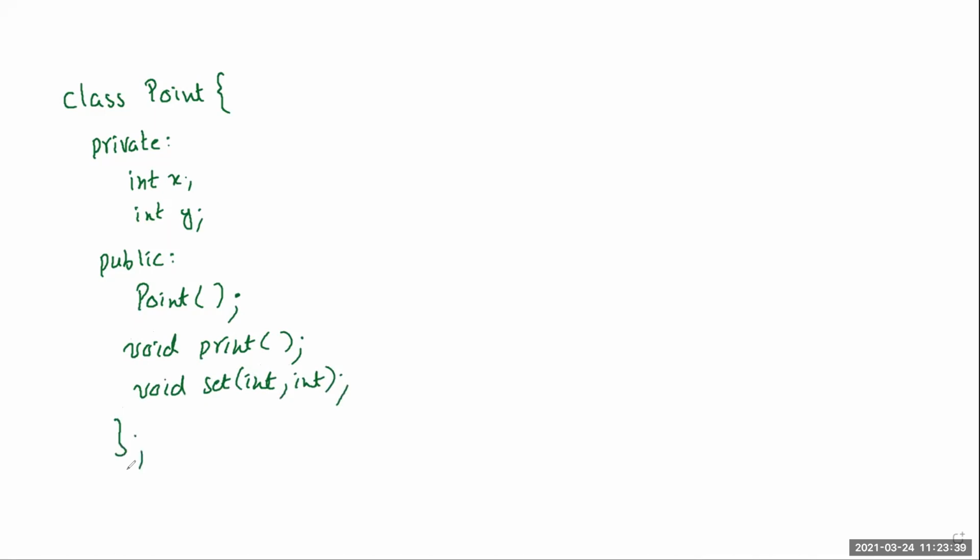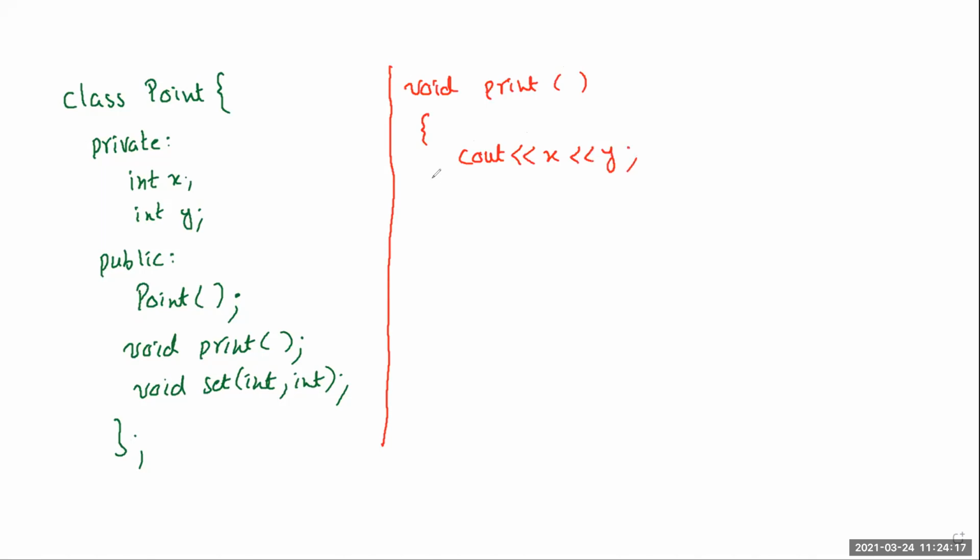So now what we have changed so far: previously all the definitions we were giving within the class. Now I have only listed the function prototypes. When my class ends, I will give the body or the implementation of every function. So let's start with the print function. Suppose I write something like void print, and within this function I write, say, cout x and y, and that's it.